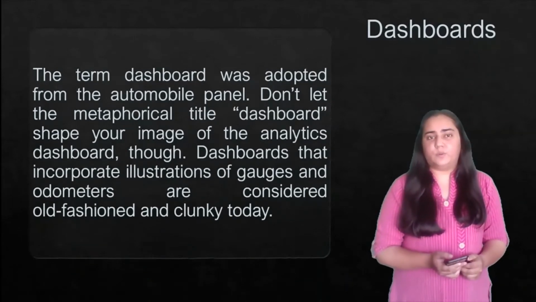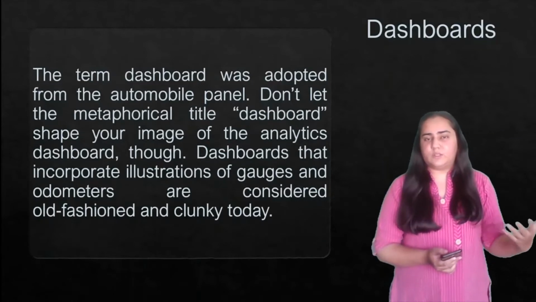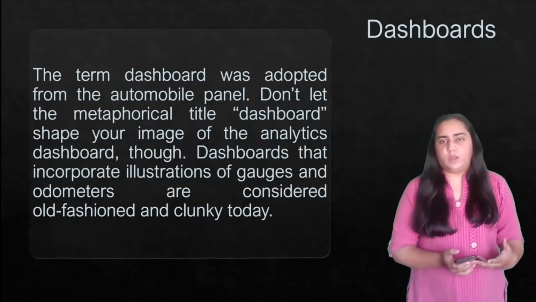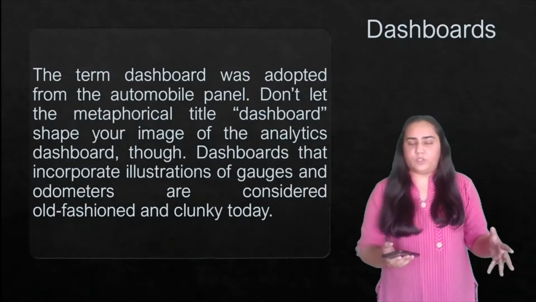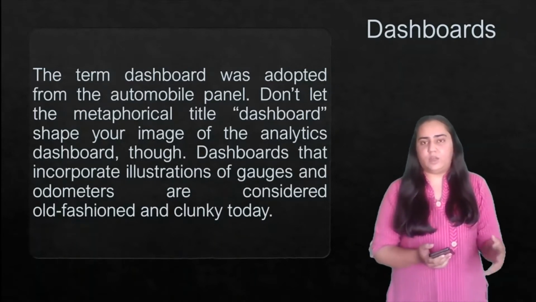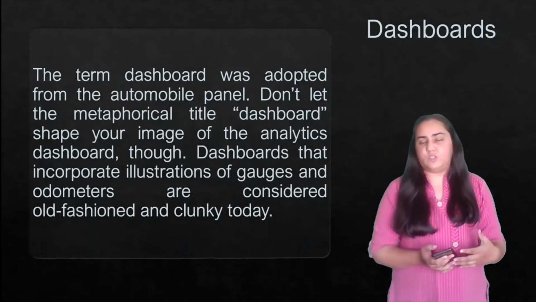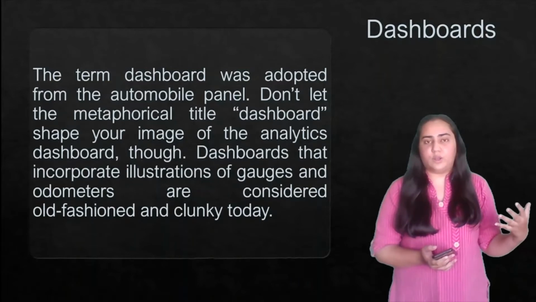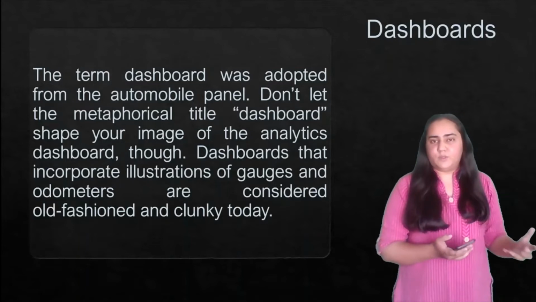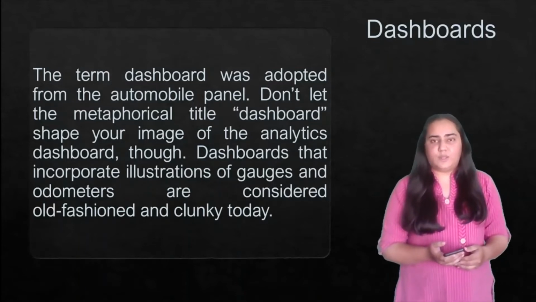The term dashboard was adopted from the automobile panel, but that does not mean a dashboard is like what you see on your car. The space on your car, which is the dashboard, is where you keep everything. You have your steering wheel, you have all your meters, you have your controls for starting wipers and stuff, and you have also your air conditioner and also the music system. So all these things together, they form the dashboard of an automobile vehicle, and that's where the term dashboard comes from.